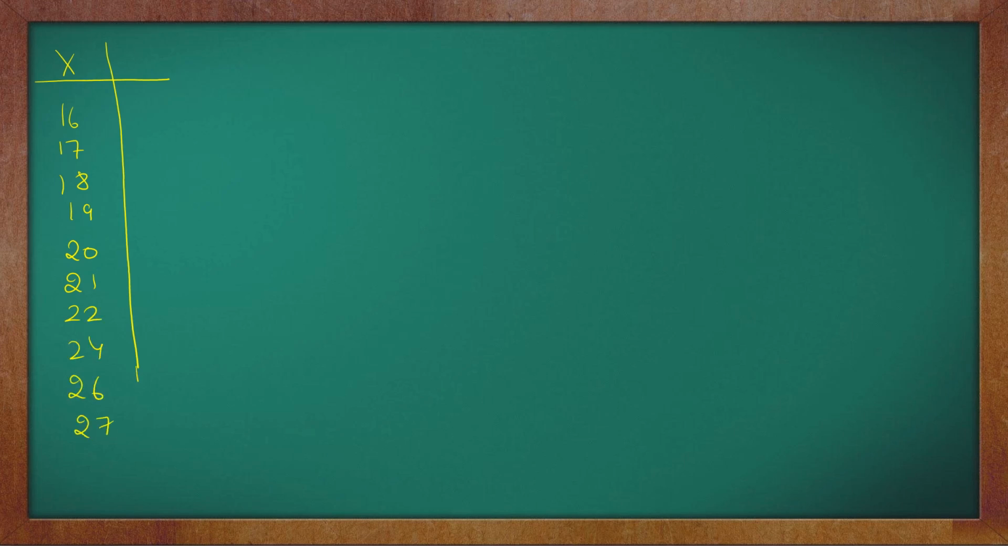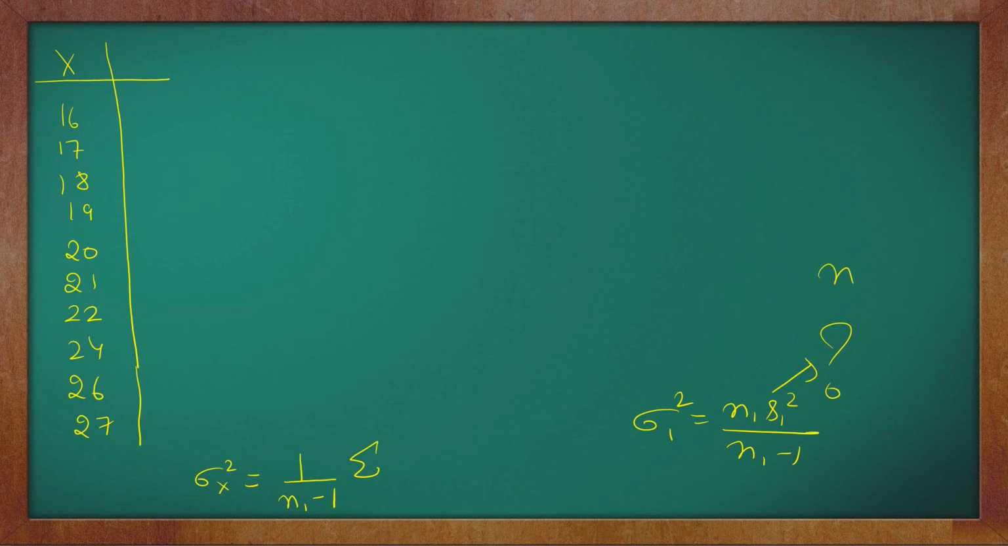26, again 27. Again, I'm saying do not learn the table, learn the formula. I need to calculate sigma x squared. What is our formula? Already I have discussed 1 upon n1 minus 1. We have applied the formula sigma 1 square is n1 s1 square upon n1 minus 1. I'm not applying this formula. Why? Because is S1 given? No, this is not given.